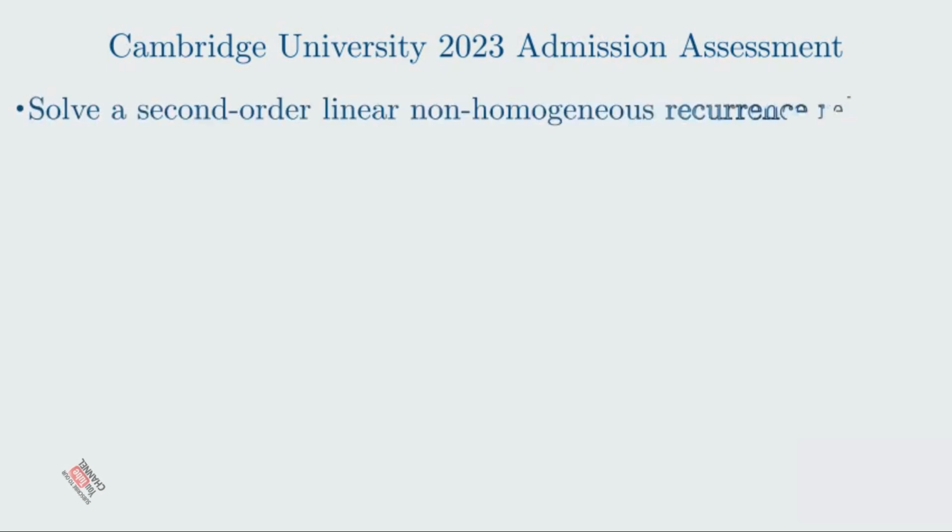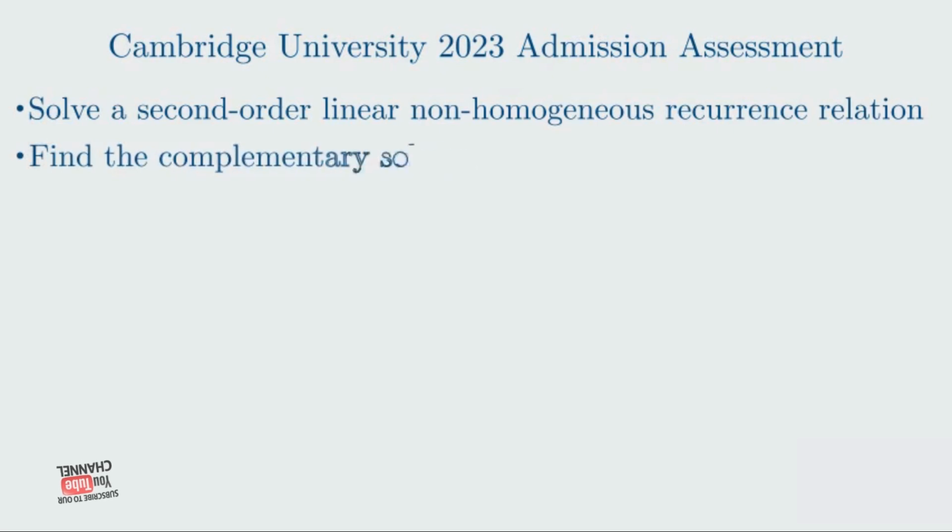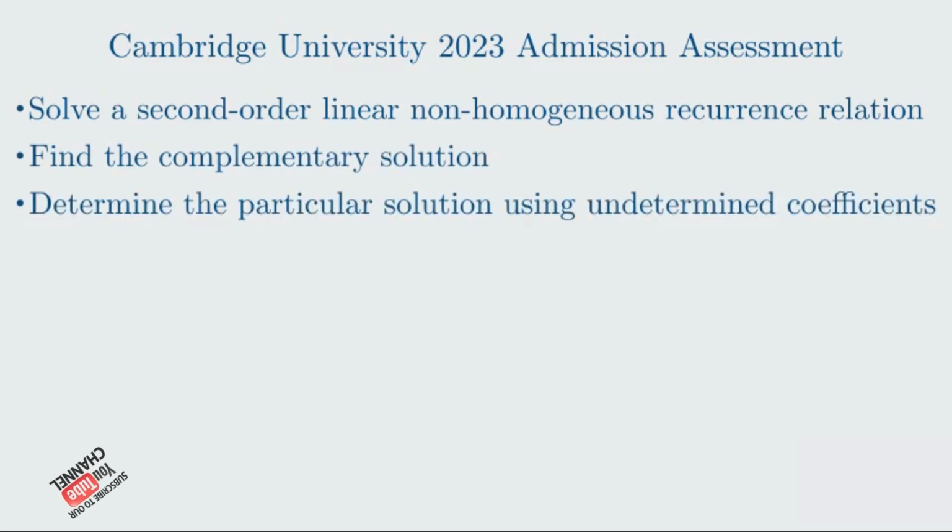Welcome. Today, we are going to tackle a challenging problem from the 2023 Cambridge University Undergraduate Admission Assessment. By the end of this video, you will be able to solve second-order linear, non-homogeneous recurrence relations by breaking them down into complementary and particular parts.